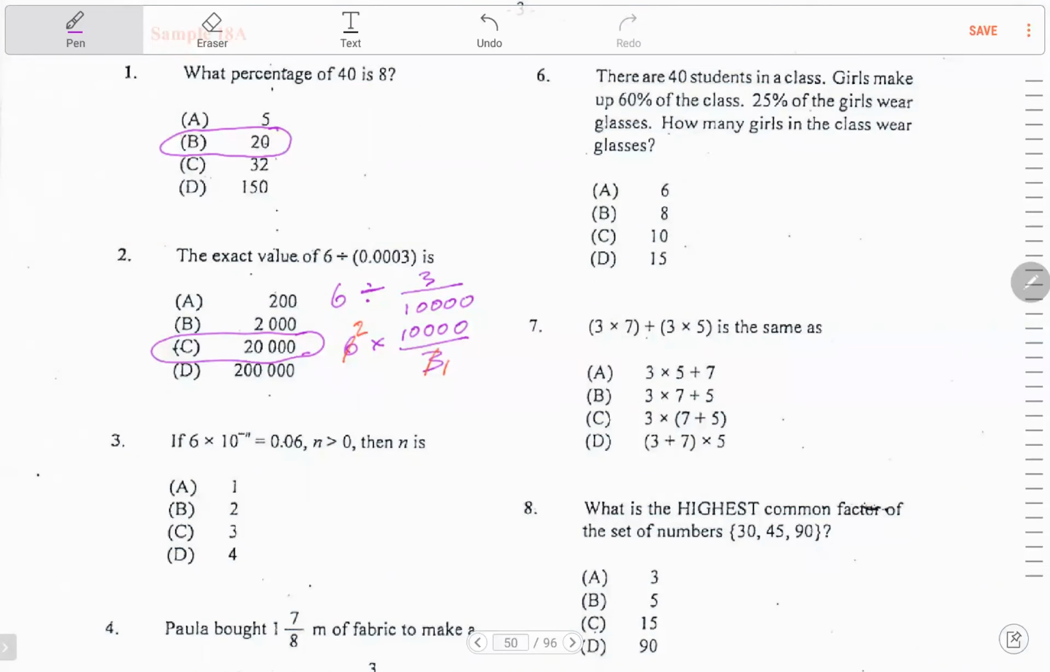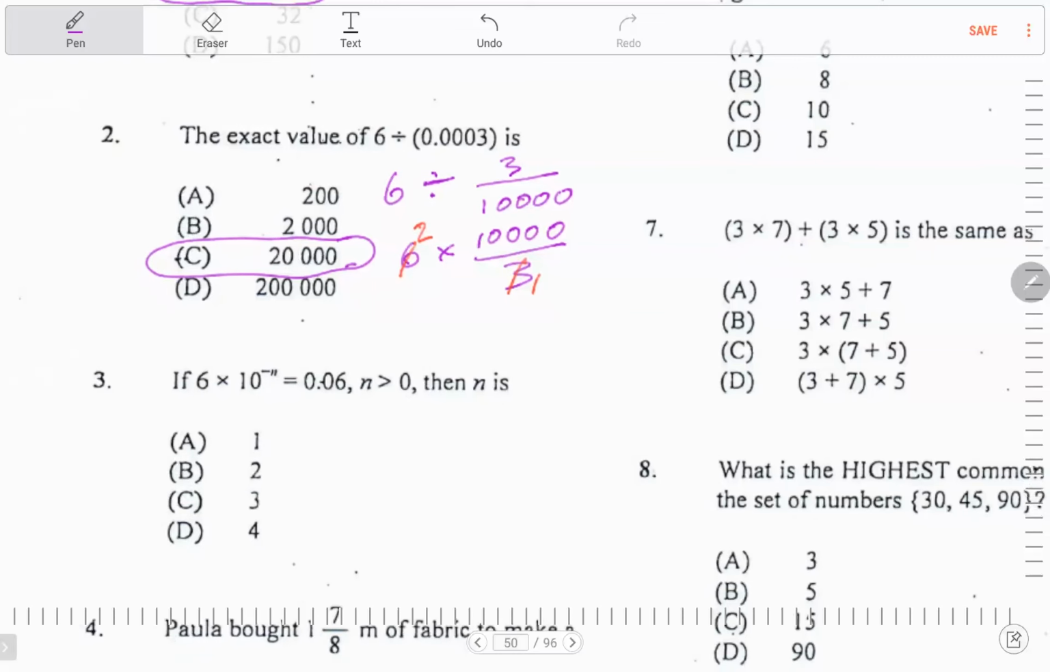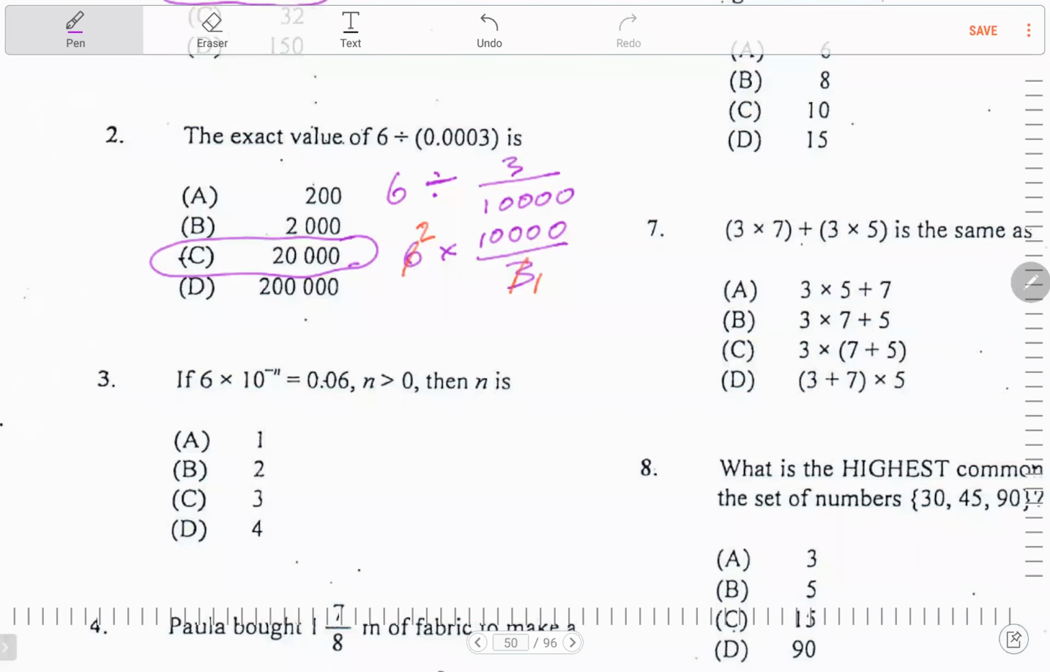This next question says, if 6 times 10 to the minus n is equal to 0.06, n is greater than 2, then what is n? So this is a matter of converting this into scientific form, standard form. That is standard form. So all we have to do is convert this to standard form, and we can see what the n is. How do we convert this to standard form? We want the decimal point to come here.